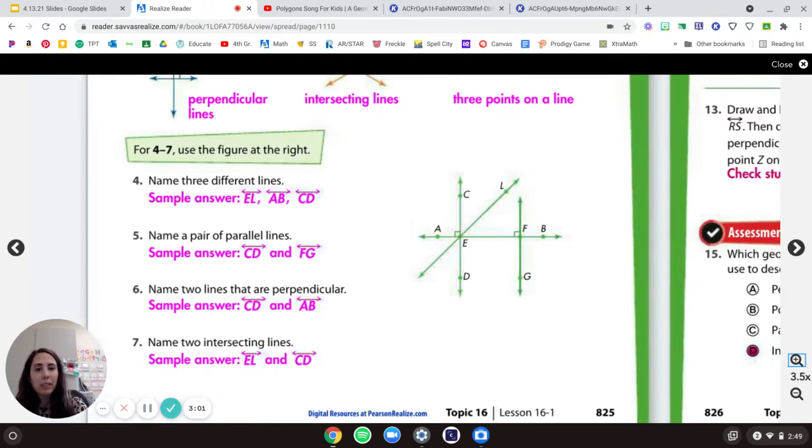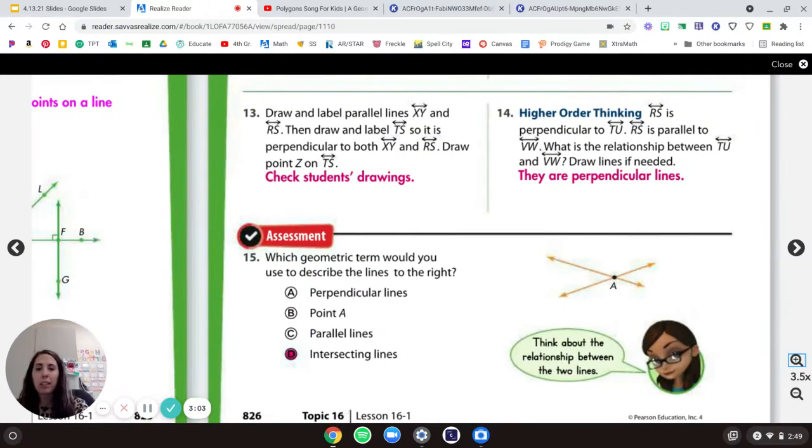Then on the back, you had number 15 on the very bottom. The best way to describe this would be intersecting lines. They might have gotten you with point A, but is it only point A? Nope, they're intersecting lines. So although that's a good answer, this one is better, and we want to go for the better answer. All right, awesome.